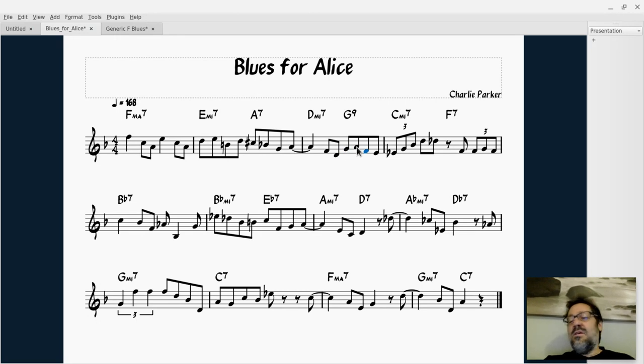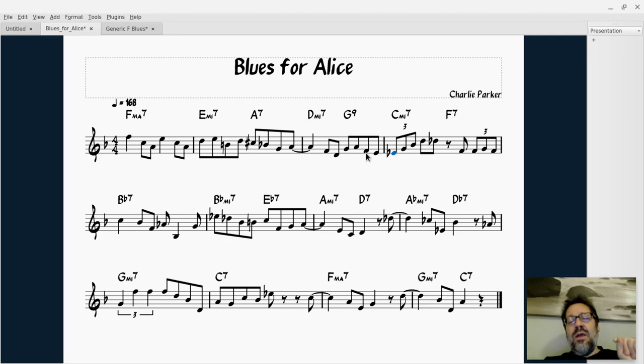This little figure here, in classical terminology, is called an escape tone. G is our chord tone. We step up to the A and then leap down to another chord tone, and then step our way into the next chord tone. And he really targets that third.